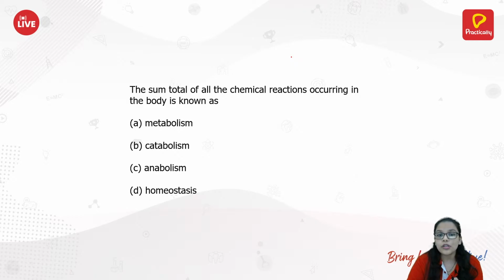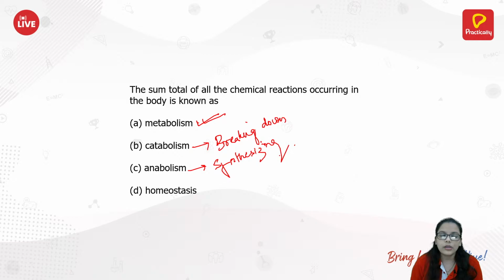Next, the sum total of chemical reactions occurring in the body is known as A, metabolism, B, catabolism, C, anabolism, D, homeostasis. The answer is metabolism, because catabolism, as I said, is breaking down of compounds, anabolism is synthesizing, and homeostasis is just staying in the same conditions.